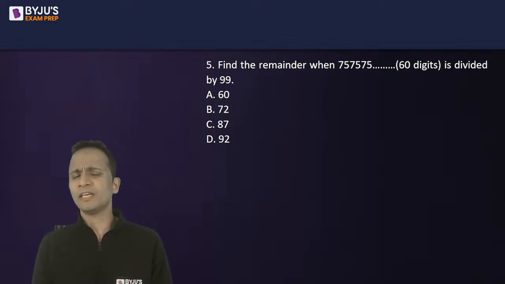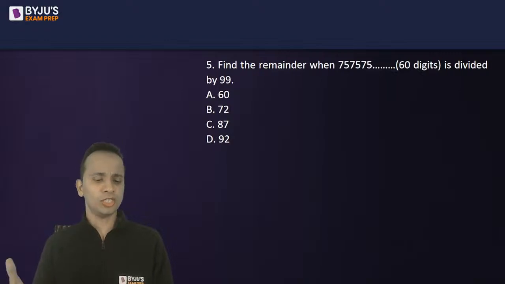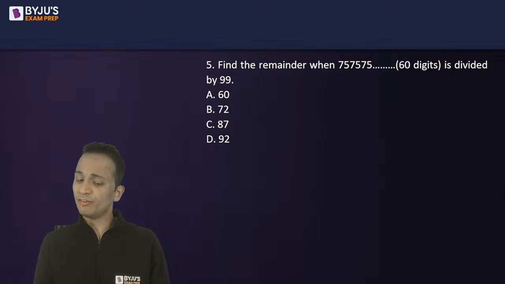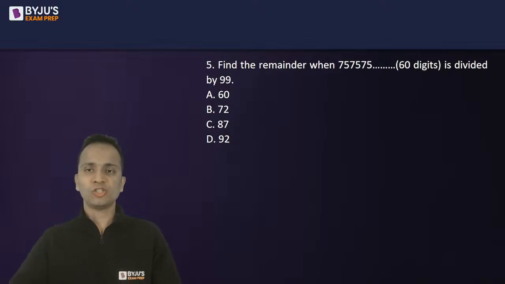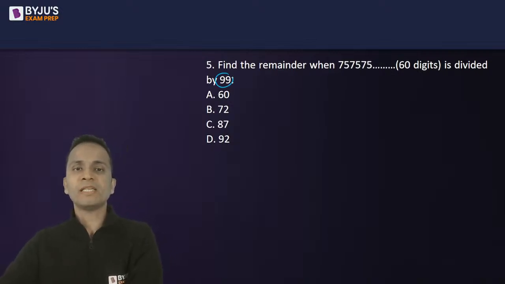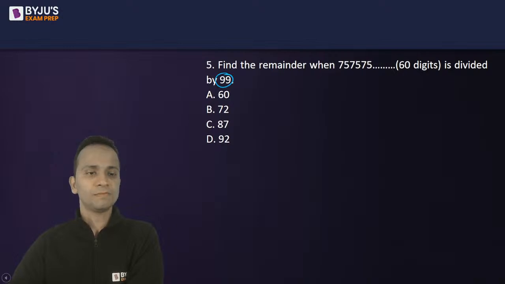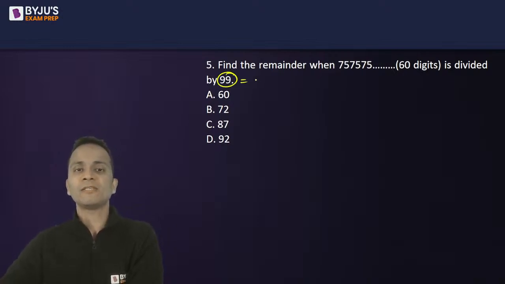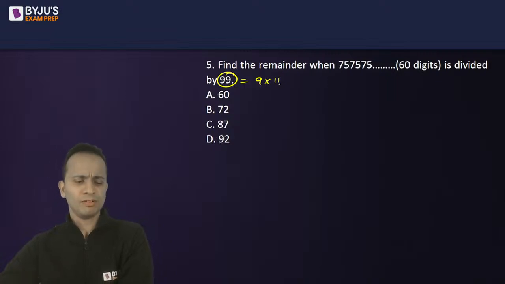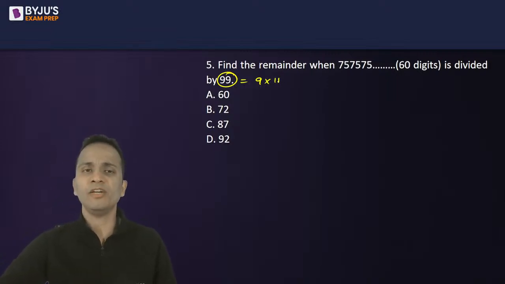Now there are various different methods that can be used to solve these questions. You may have a different method, that is absolutely fine, but the answer should be correct. Okay, let's solve. I want to divide this number by 99. So 99 can be written as 9 into 11. I will divide this number first by 9 and then by 11. First of all, I'll calculate the remainders individually.